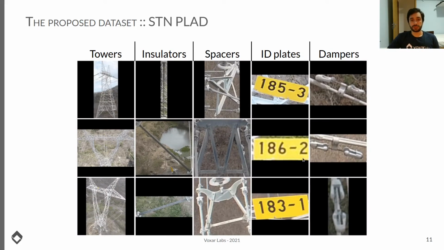Those images were annotated following 5 different classes of assets. They were towers, insulators, spacers, ID plates, and dampers. As you can notice, there are many differences between those objects. Many of those objects have very different sizes. For example, towers are much bigger in those images compared to stockbridge dampers.